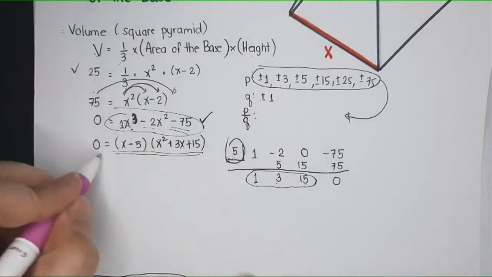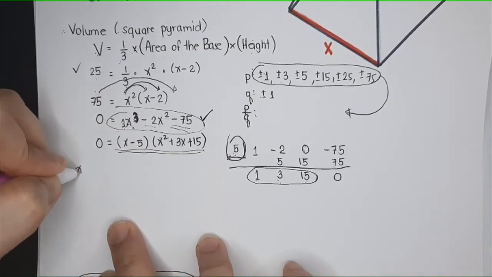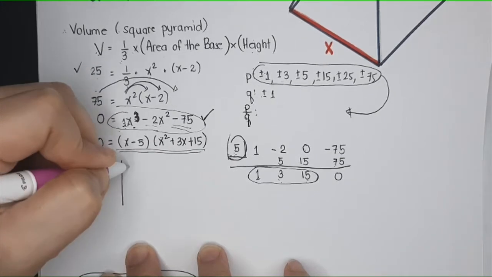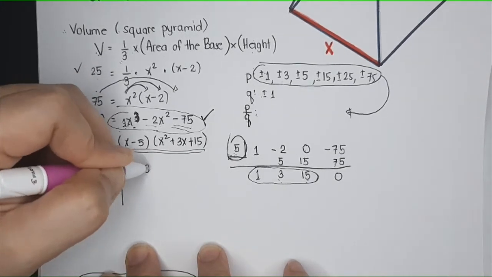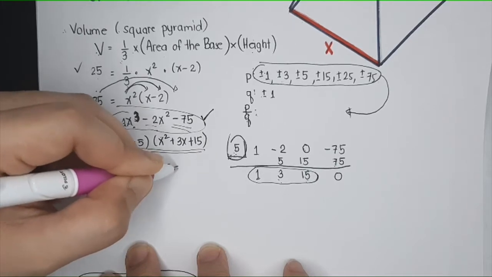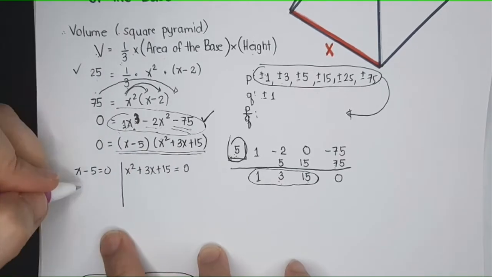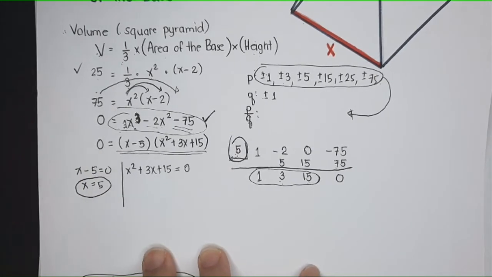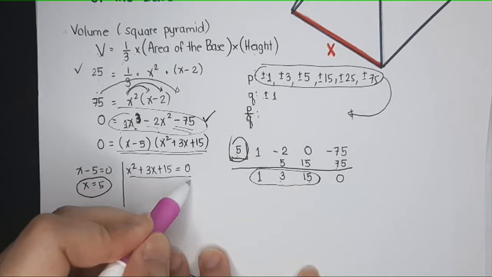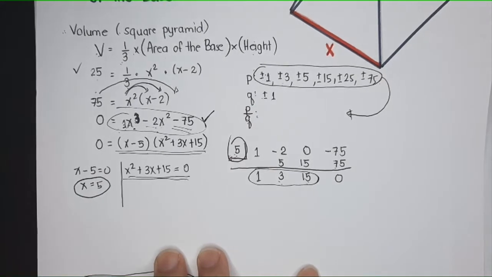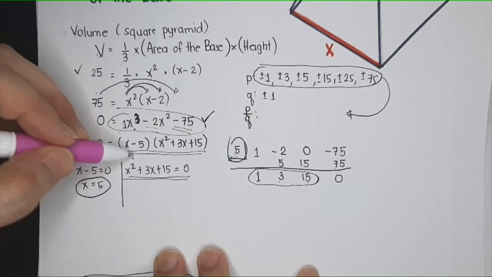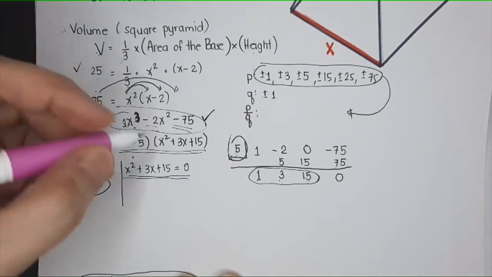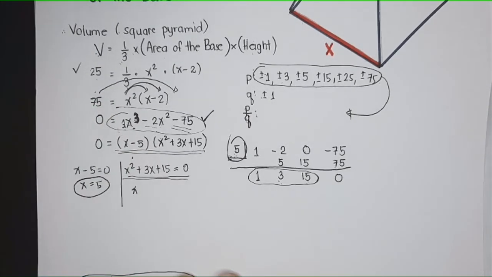Okay? So, ang ibig sabihin yan, x minus 5 is equal to 0 or x squared plus 3x plus 15 equals 0. Okay? So, ito na yung x equals 5. Ito na yung nakuha natin kanina. Okay? Ito, okay? So, you may want to try to factor this, pero hindi siya na-factor. Okay? And what do we do if it's not factorable? We use the quadratic formula.